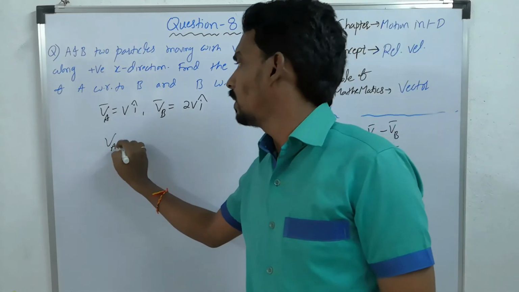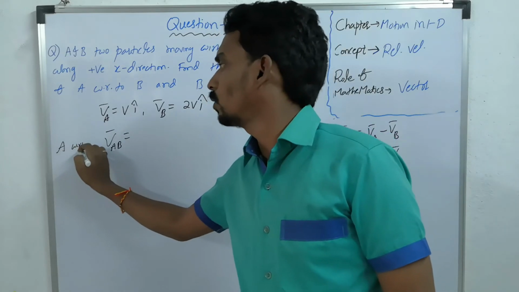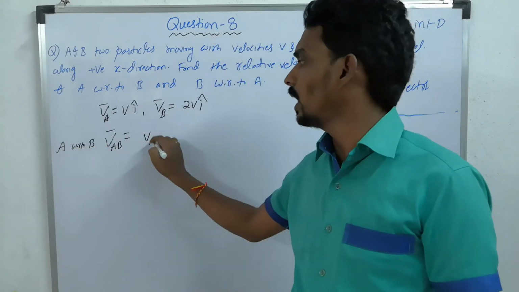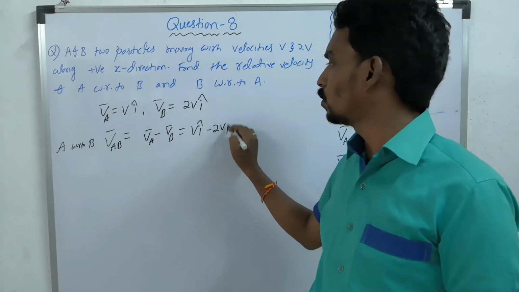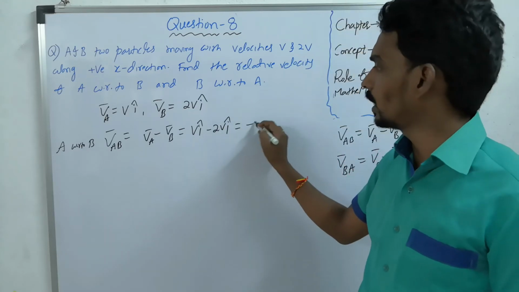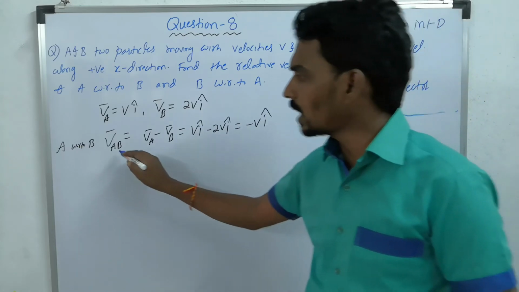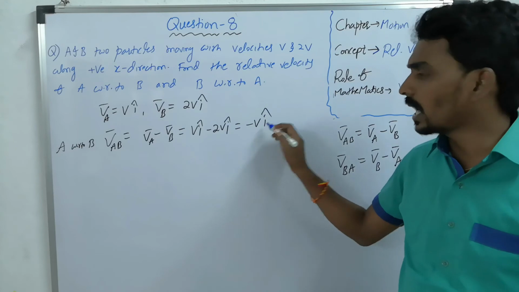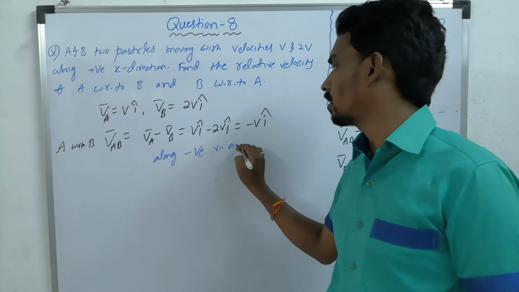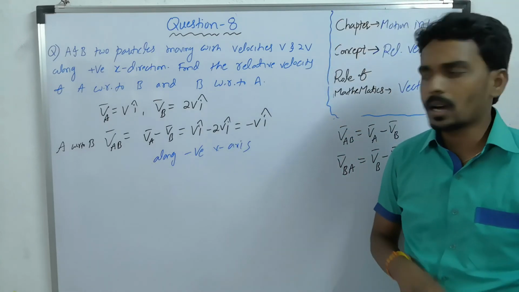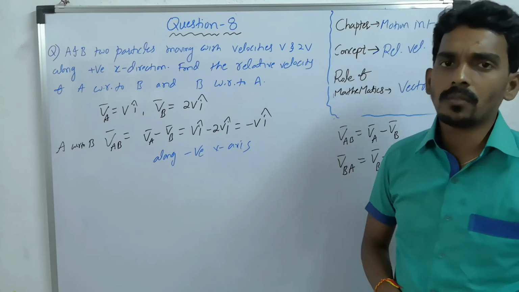Then VAB, the velocity of A with respect to B. That is VA bar minus VB bar, equal to V I cap minus 2V I cap. So V minus 2V is minus V I cap. So the direction of the relative velocity of A with respect to B is along minus I cap, that is along the negative x-axis. If you take the vector form, you will get the direction also automatically. That's why always try to consider vector form.